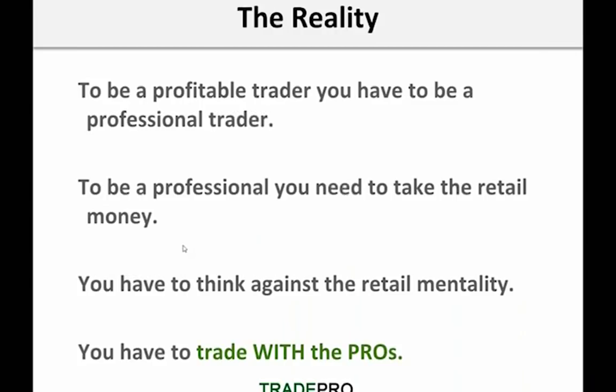Here's the reality. To be a profitable trader, you have to be a professional trader. You got to treat this like a business. I know you don't want to hear that. Most people think they're going to quit their job, make $3 million from the comfort of their basement within 6 days. Good luck. We need people like that, unfortunately, for the market to function, but I don't want you to be a person like that.